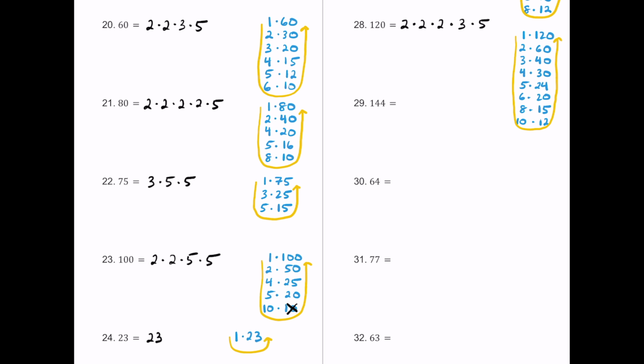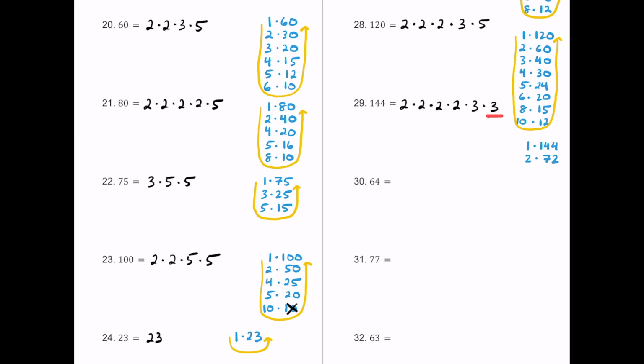For number 29, we have the number 144, which should break into 2 times 2 times 2 times 2 times 3 times 3, I believe. All right, to write out these factors here, let's start off with 1 and 144. I do see a 2 here, so here's the 2, and the rest of these, 2 and 2 makes 4, times 2 is 8, times 3 is 24, times 3 is 72. So 2 times 72 also equals 144.